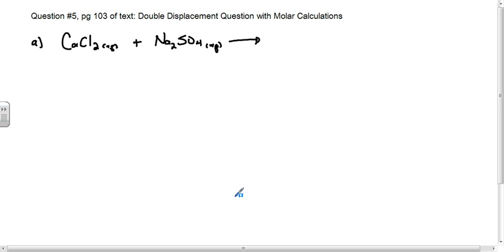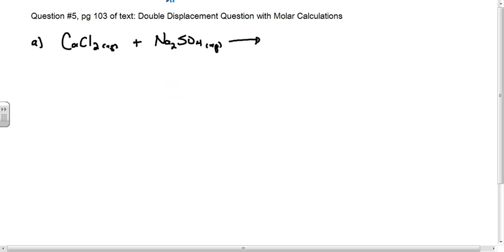Okay, here is our first tutorial for double displacement reactions. We are doing question number 5a from page 103 of the text, and we have ourselves a double displacement question here, and we've also set ourselves up with some molar calculations. It's turning into a limiting reagent problem. So the first step in solving this is to determine what our products in this reaction are going to be.